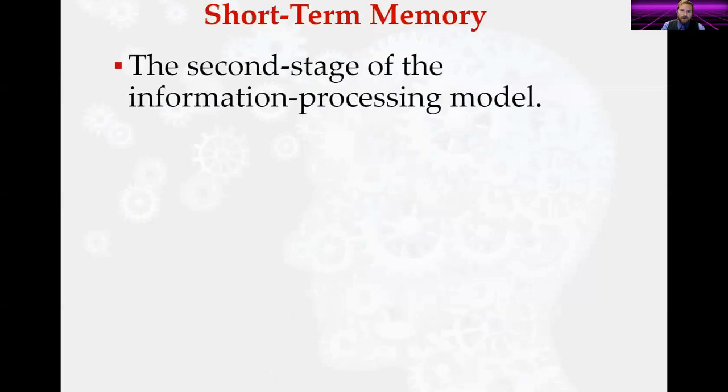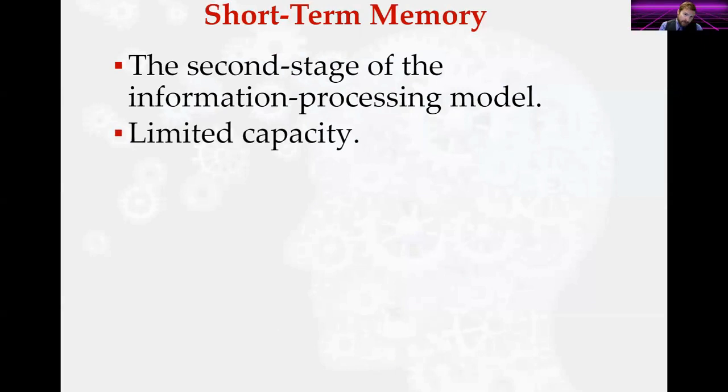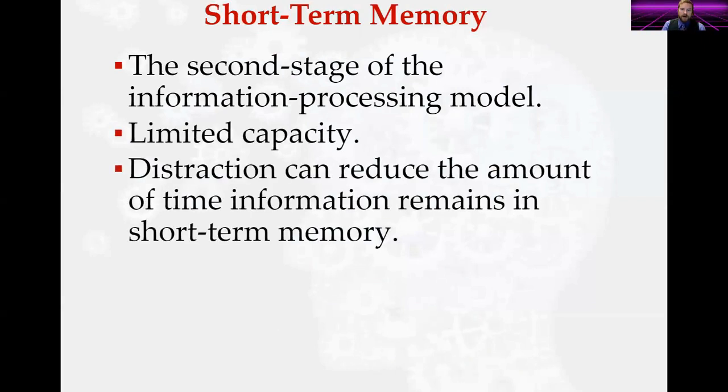Okay, so short-term memory is the second stage of the information processing model. It has a limited capacity, 7 plus or minus 2, and lasts up to about 30 seconds. If you're distracted at any moment, this is going to cause a problem retrieving that information. Maybe someone has given you a phone number to remember, and you're repeating it over and over in your head, and then someone distracts you, and poof, that information is gone. That's kind of what we're talking about here.